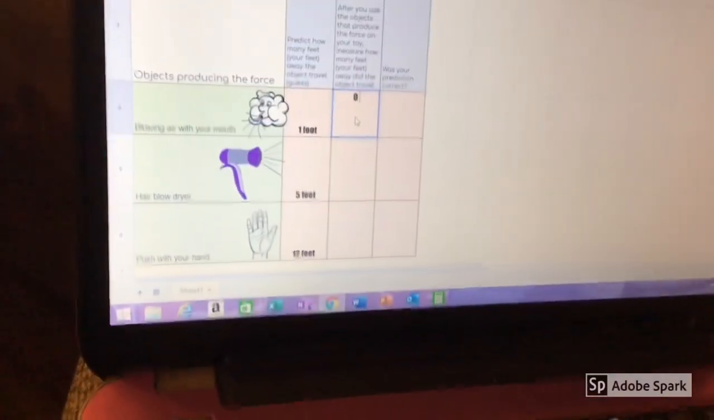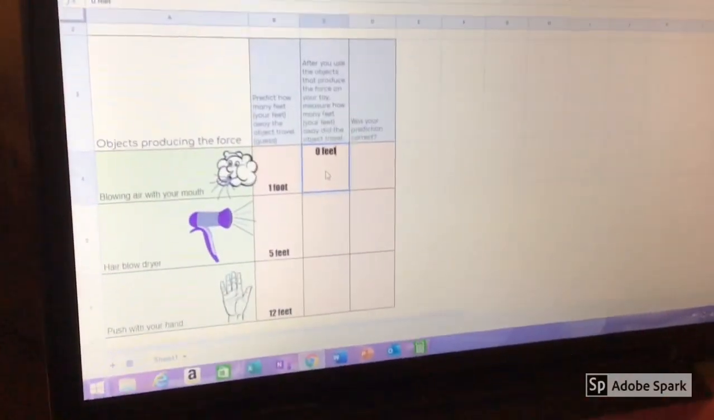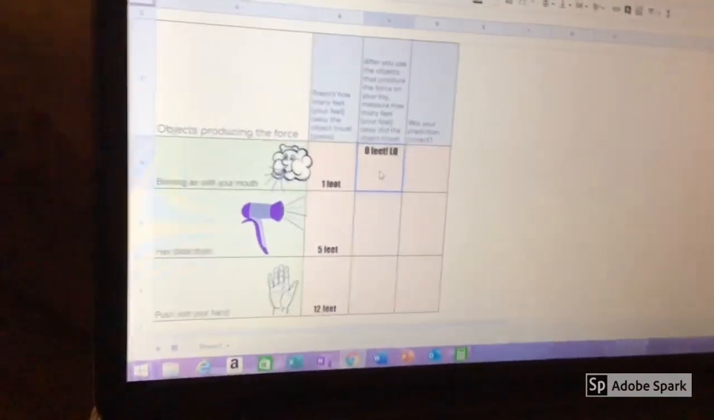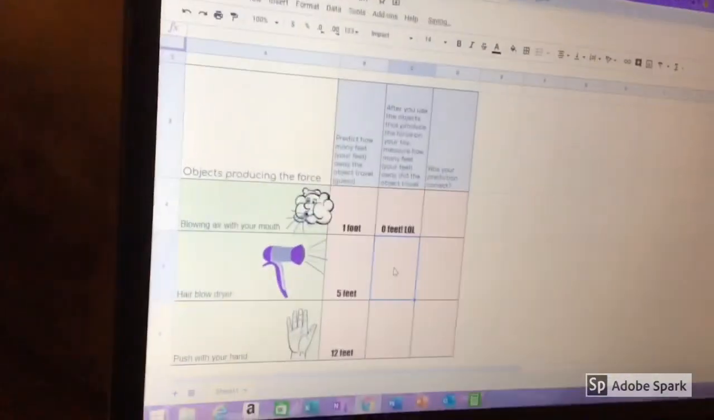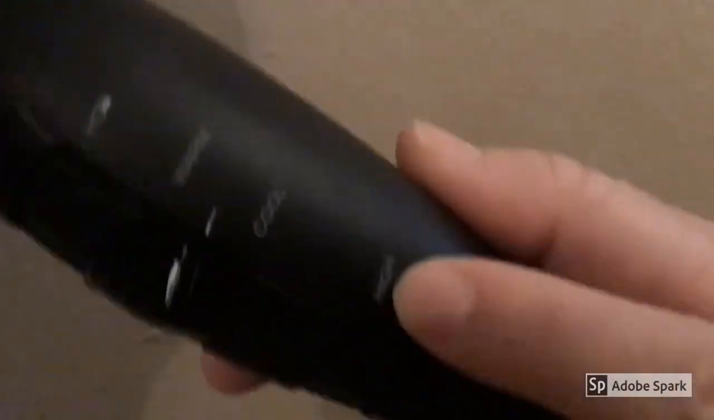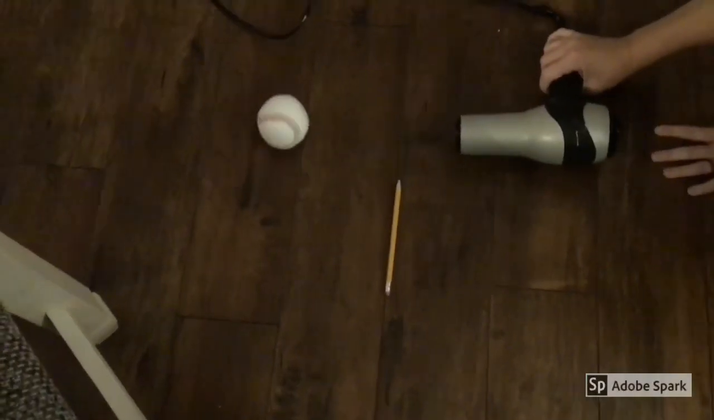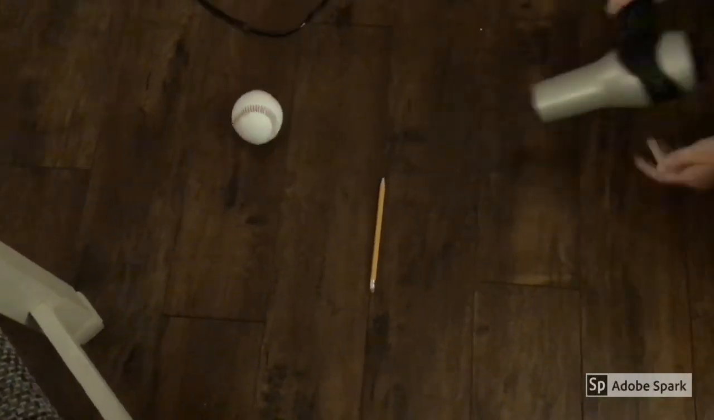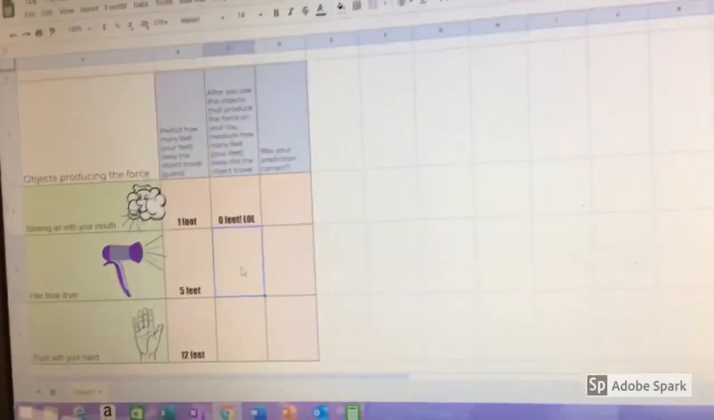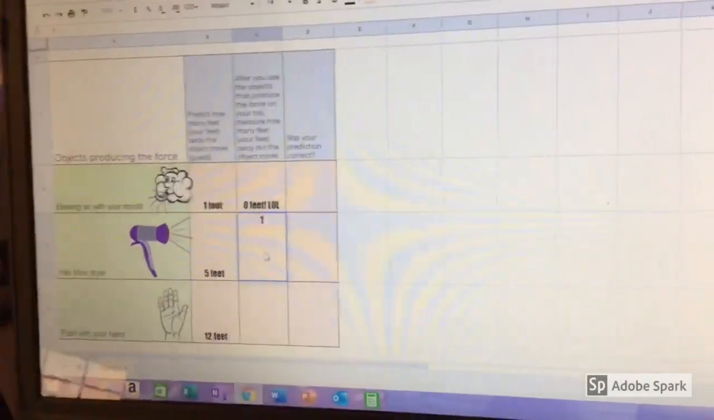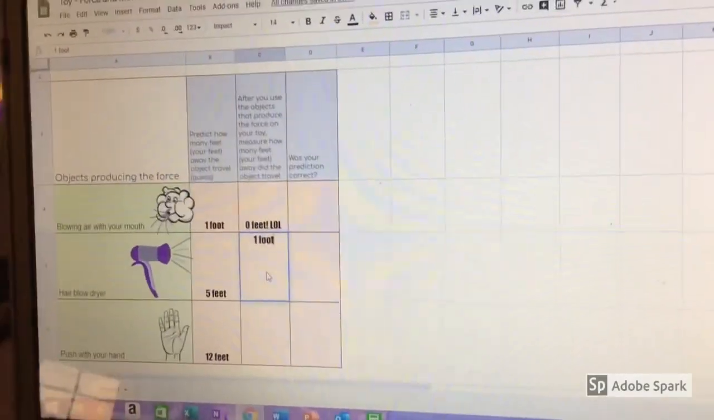So since blowing with the air from my mouth didn't move the baseball at all, I put 0 feet. For my hair blow dryer, I have it set on the high setting. The hair blow dryer didn't cause the baseball to move hardly at all, so I put 1 foot.